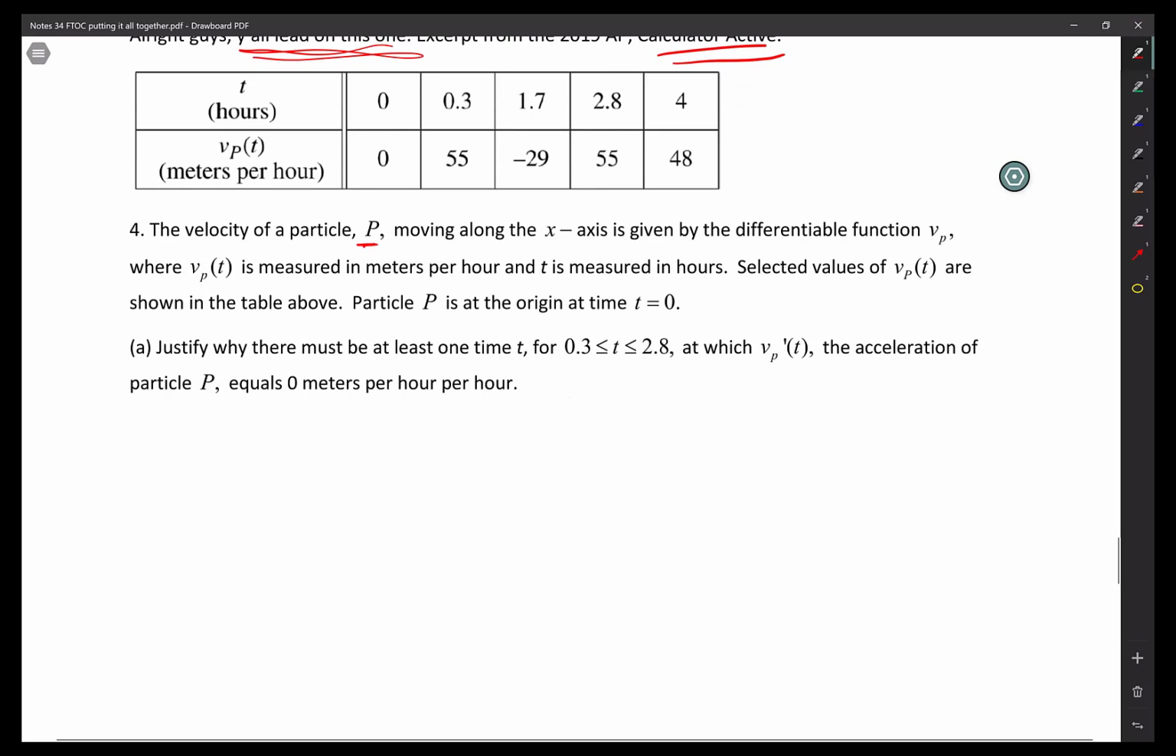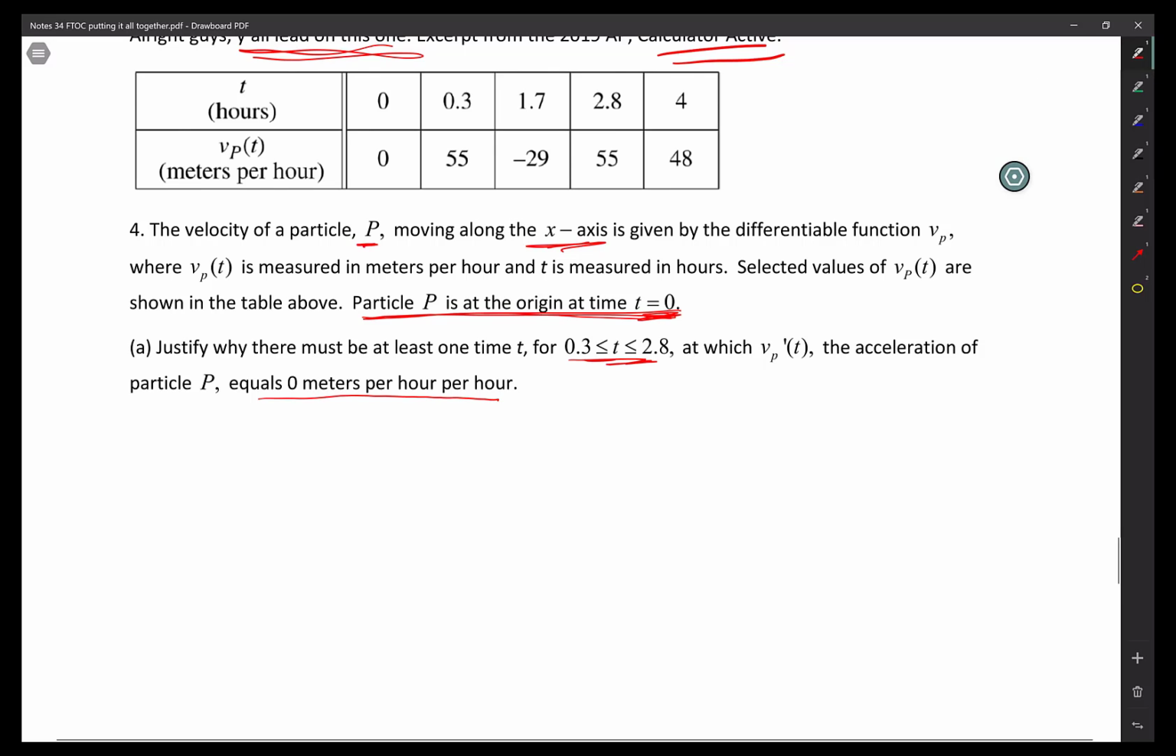All right. The velocity of a particle p moving along the x-axis is given by the differentiable function v of p, where v of p is measured in meters per hour and t is measured in hours. Okay, fair enough. Selected values of velocity of this particle are shown in the table above. Particle p is at the origin at time t equals 0. Okay, that's good to know. So I start at 0, so 0, 0. Letter A, justify why there must be at least one time between 0.3 and 2.8 at which v prime of p, or v prime, the acceleration of particle p, equals 0 meters per hour.